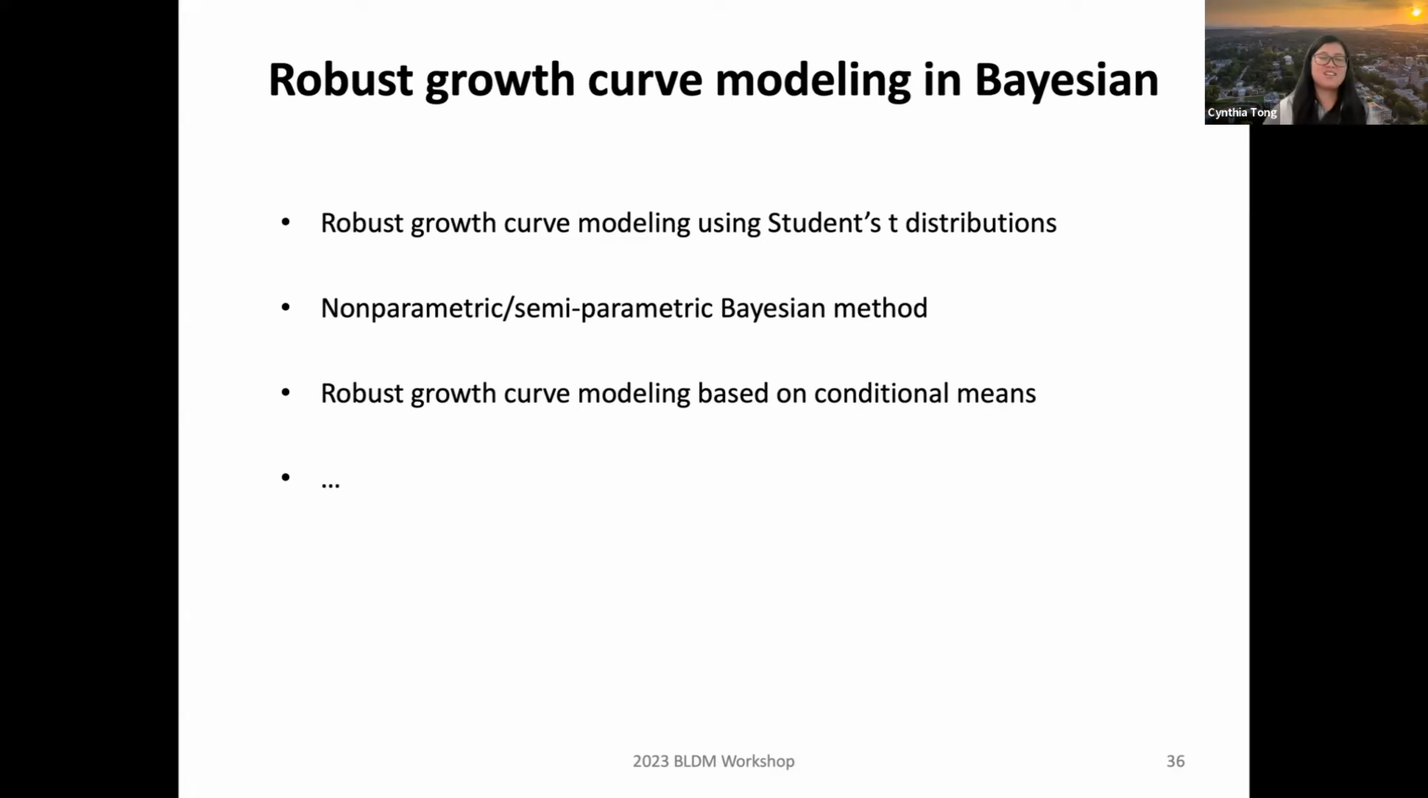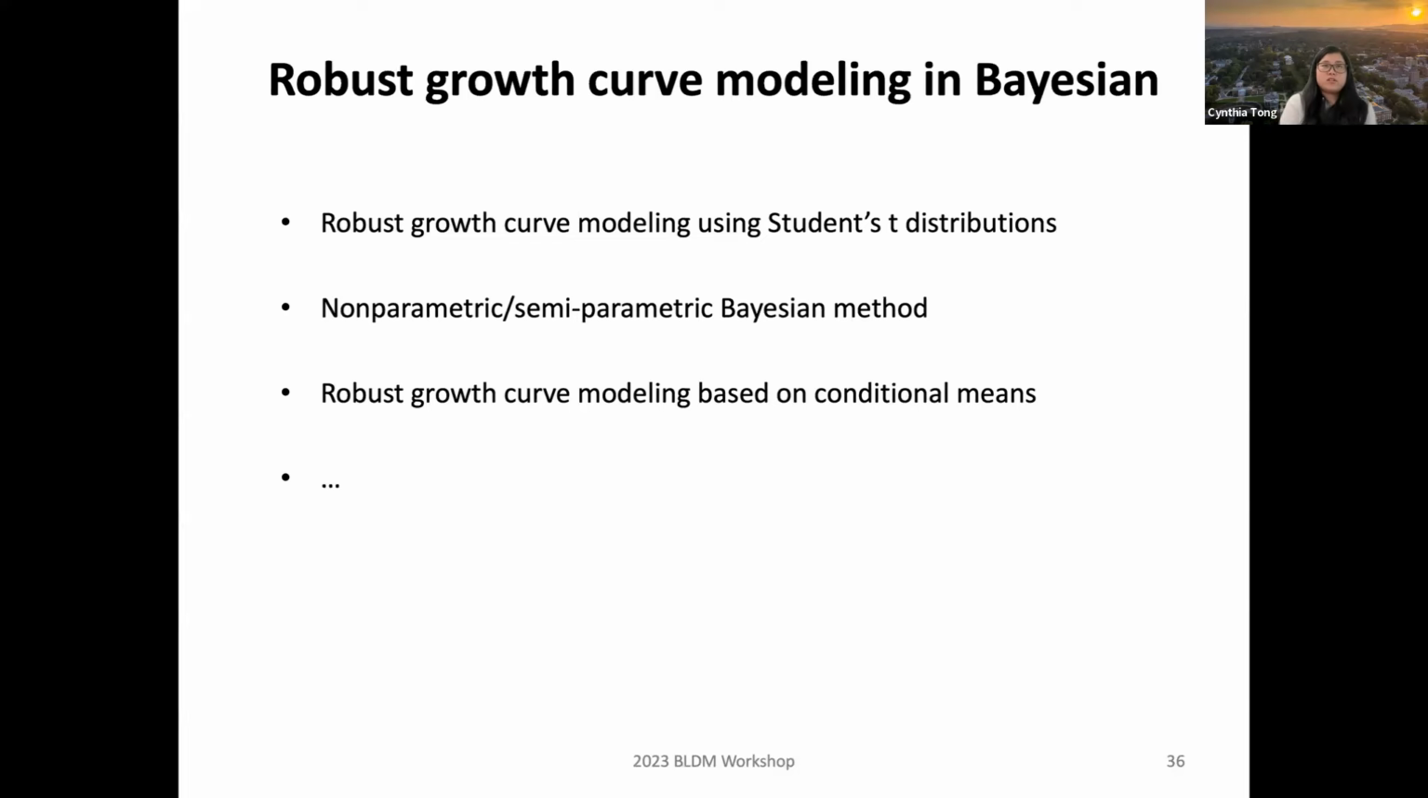Okay, so the traditional growth curve models are really based on the conditional means. Like I said previously, we average all the trajectories for different individuals, so we model the mean of the intercept and the mean of the slope. But we know that means are not robust to outliers. So instead of using the means, we can use the conditional medians, and that can also be easily implemented in the Bayesian framework.